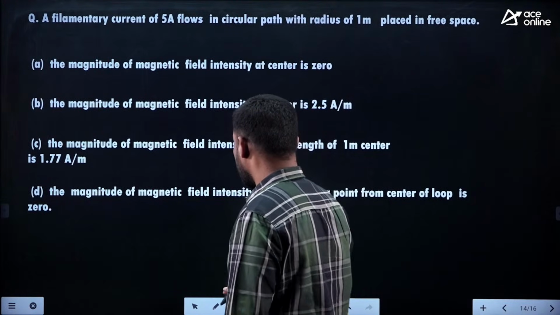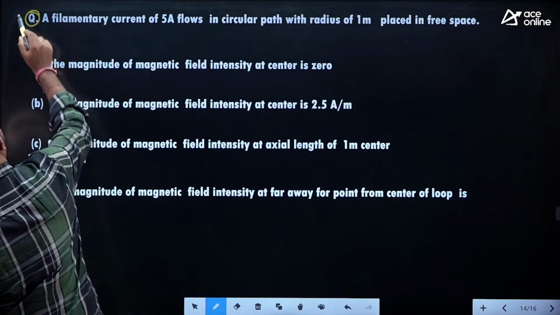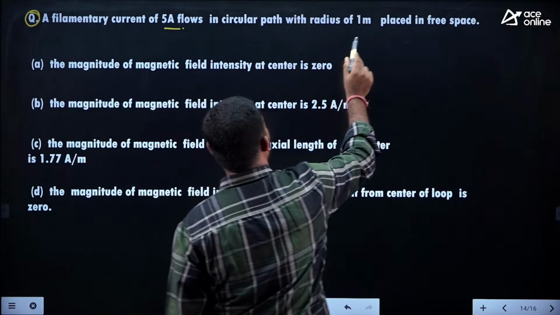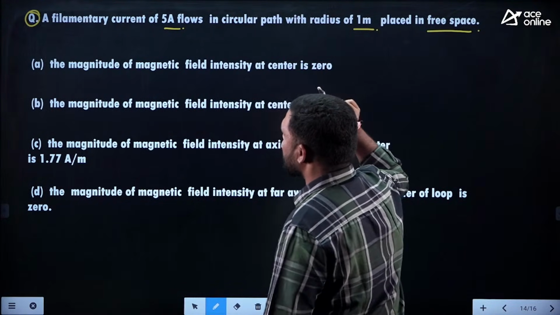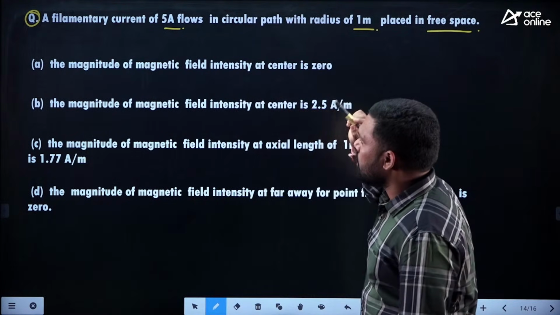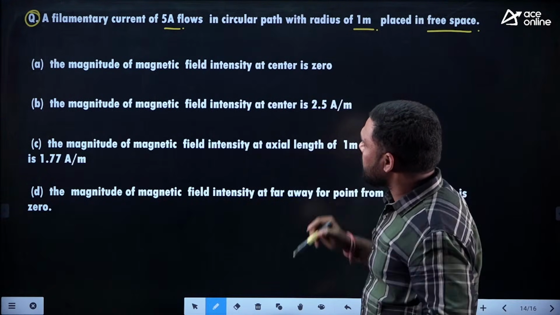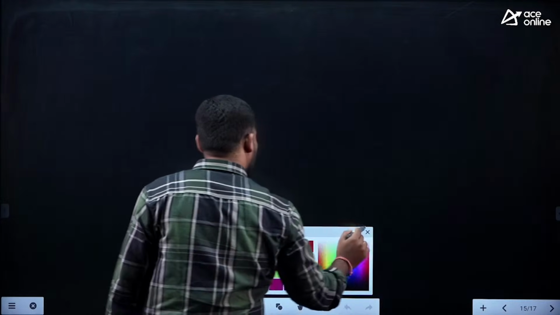What is that formula? A filamentary current of 5 amperes flows in a circular path with a radius of 1 meter placed in free space. Okay, so there is a current loop. He is asking what is the magnitude of the magnetic field intensity at the center. He said 0. No, it is not 0. So what is the magnetic field?